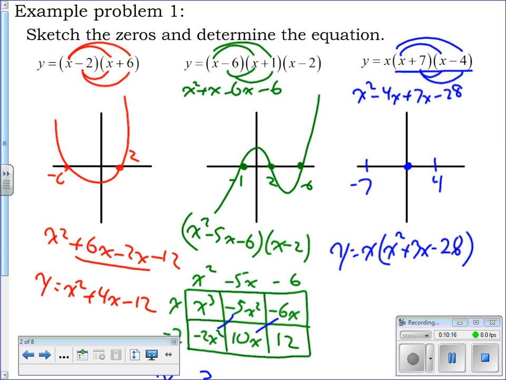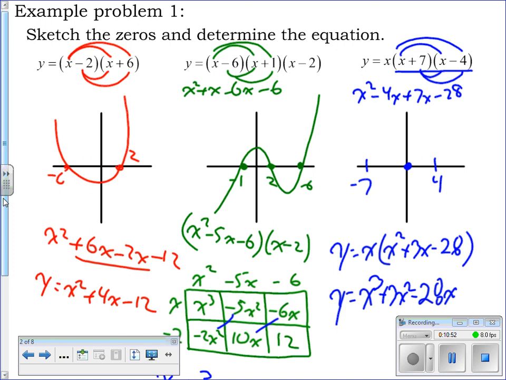And all I have to do is increase the power by 1 or multiply through by x. So x times x squared, x cubed. X times 3x, oh, that's 3x squared. X times negative 28, negative 28x. It's really easy to multiply by x. Whatever x's you have, the power increases by 1. If you have a term that doesn't have x, just slap an x on the end of it. It's really easy to do that.